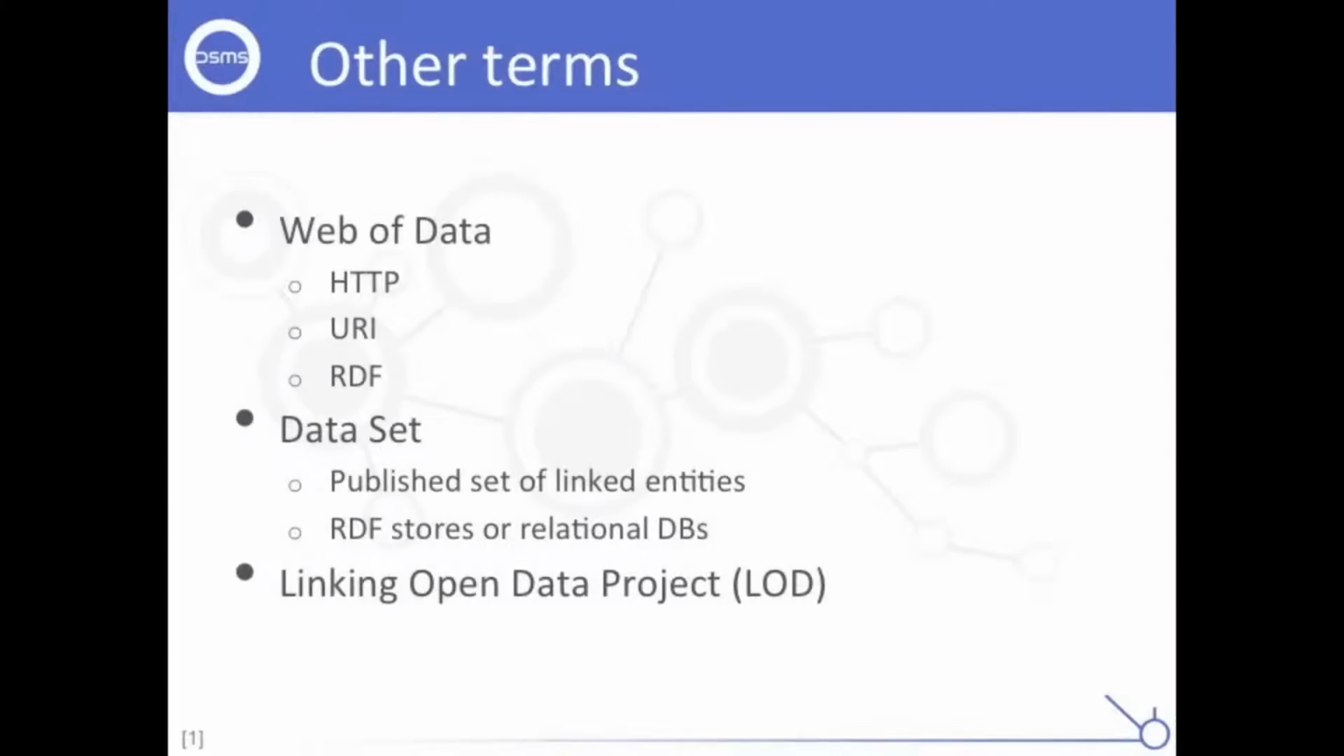We also have other terms relevant to linked data. First is the web of data, which is basically the whole space or network where linked data exists. The web of data basically consists of HTTP accesses, URIs for names, and sets of RDF triples.